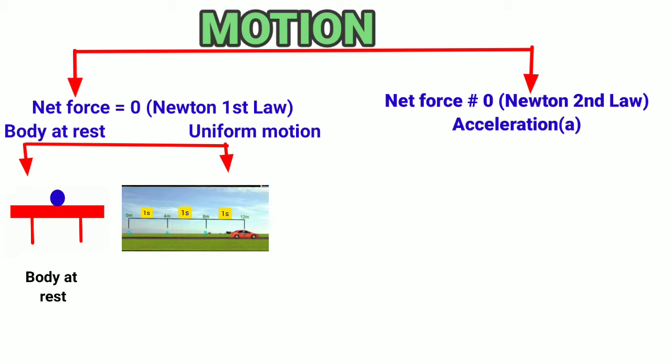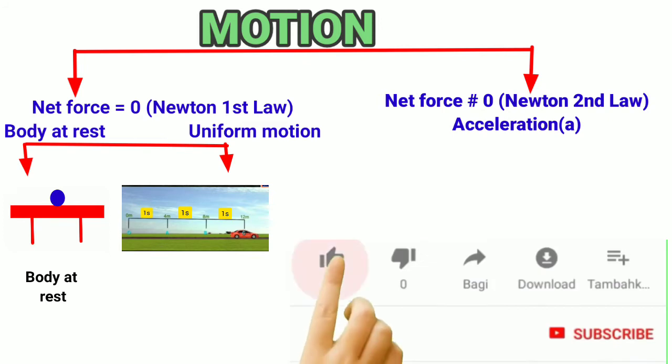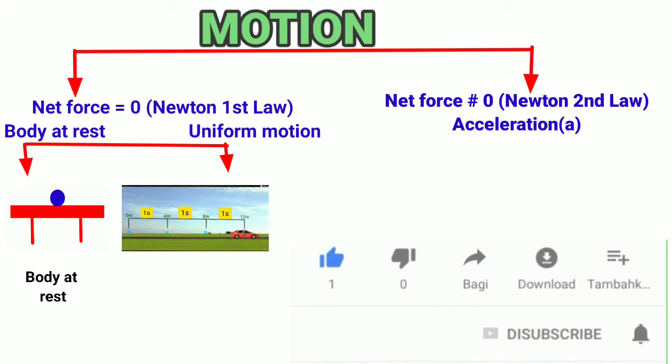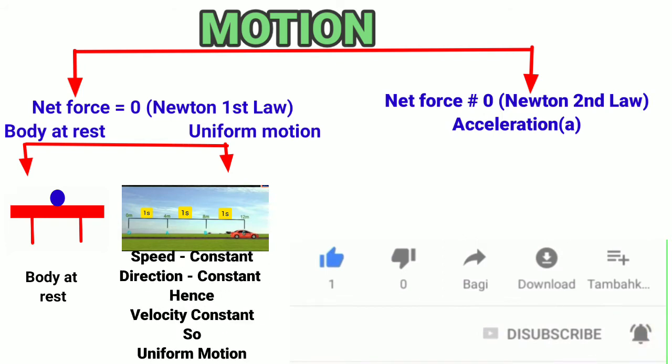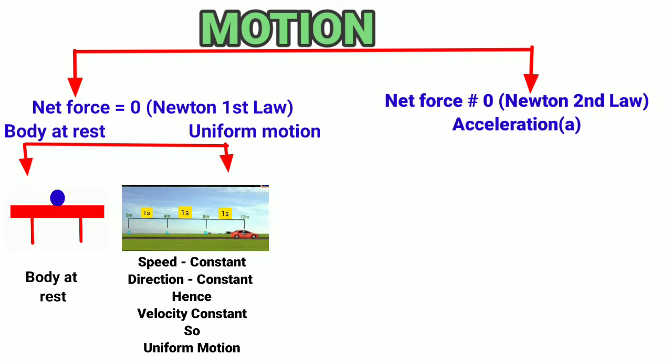When a body travels equal distances in equal time intervals in a specified direction, then we say the body is in uniform motion. When a body travels equal distances in equal time intervals, then we say the body is at constant speed. In uniform motion, both speed and direction should be constant. If any one of these two is not constant, then the body is in accelerated motion.